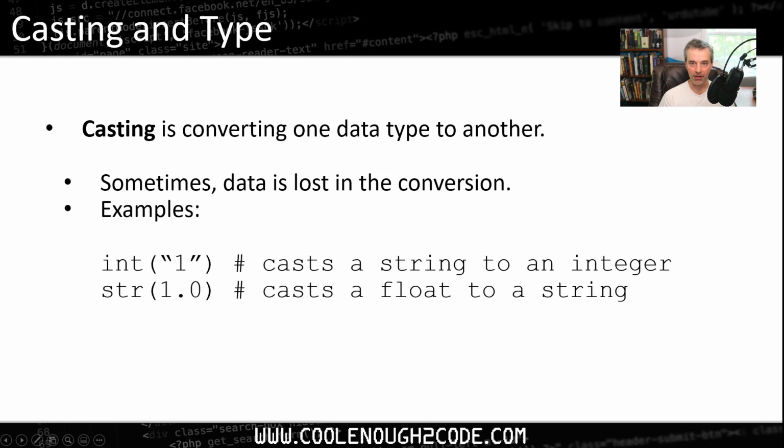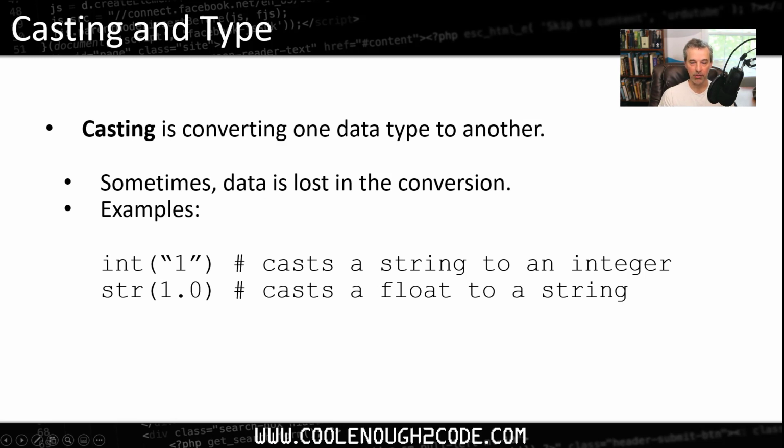Some examples of this are what we see here on the slide, where I have int, then an open paren, and inside of that some string data, in this case 1, in quotes, and then I close the parenthesis. That's a function that will take the string data and convert it to an integer. So in this case, it's converting a string that has 1 in it to an integer, and I would expect that to give me back a 1.